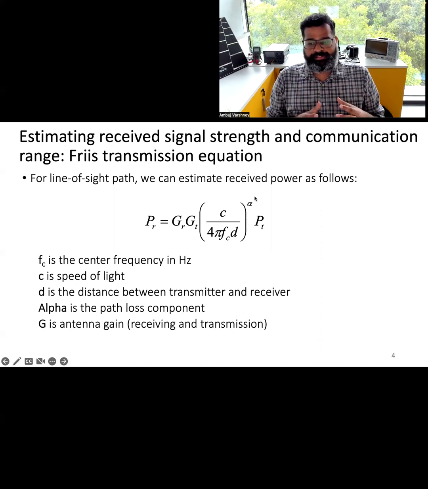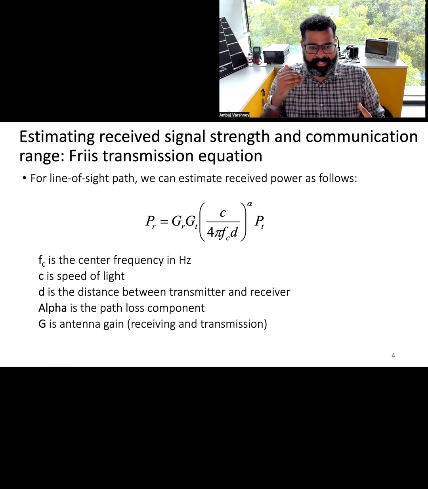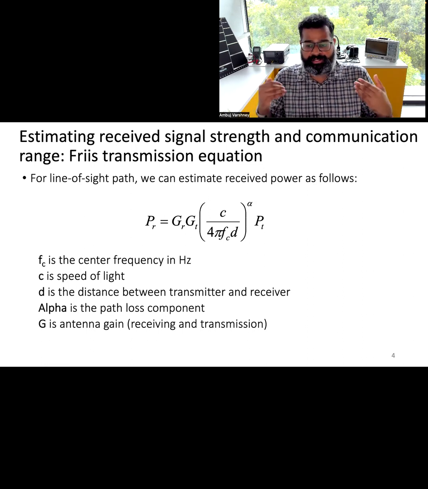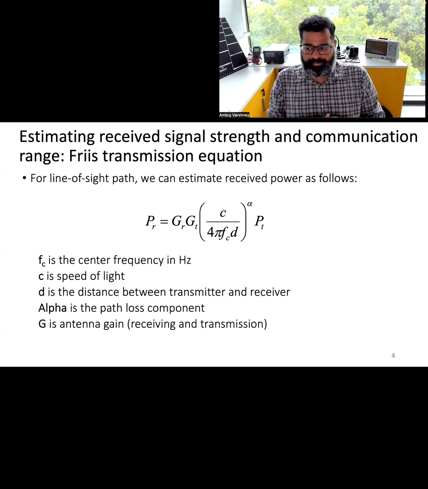So when a wireless signal is transmitted from a transmitter device to a receiver device, the strength of the received signal can be estimated by various methods. For line of sight communication, one of the commonly used methods is something called the Friis transmission equation. This equation is a mathematical relationship between the received signal power, the gain of the transmitting and receiving antennas, the path loss component, and the distance between the transmitter and receiver. We are going to discuss some of these terms in detail over the next slides, but the equation can be represented by this formula that is shown on the slide.